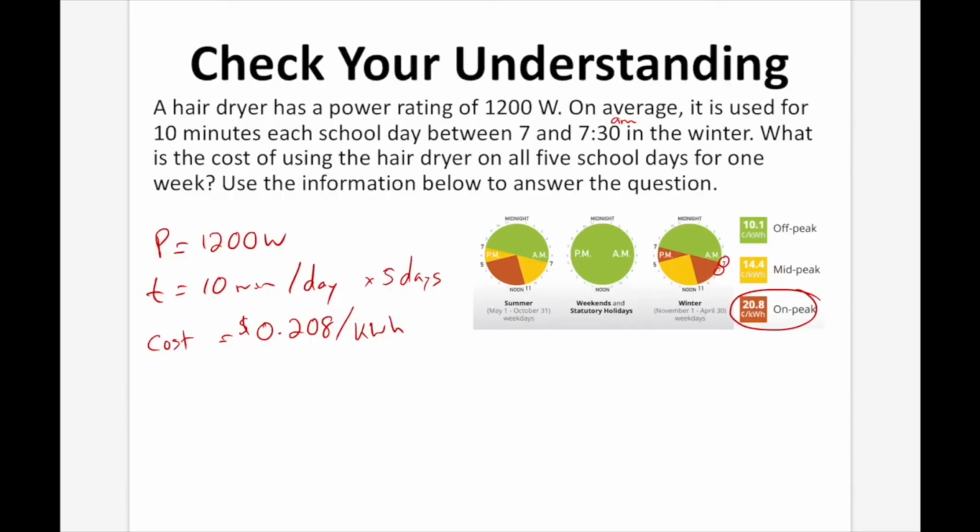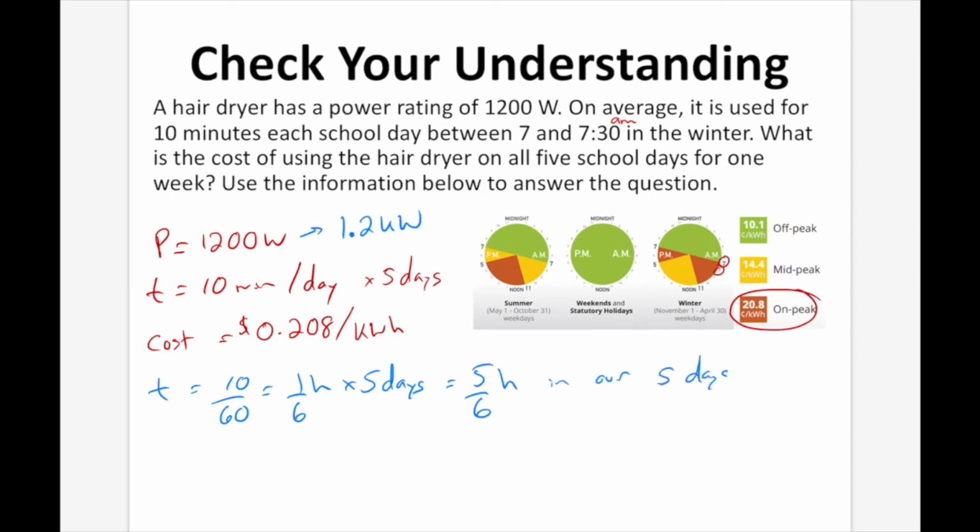Okay, so how do we do this? Well, first of all, we need to convert a few things. We need power in kilowatts. So 1200 watts is going to be 1.2 kilowatts. Our time is 10 minutes per day. So 10 divided by 60 is going to be 1/6 of an hour times 5 days. So we're going to get 5/6 of an hour in our 5 days. Now 5 divided by 6 is 0.833.